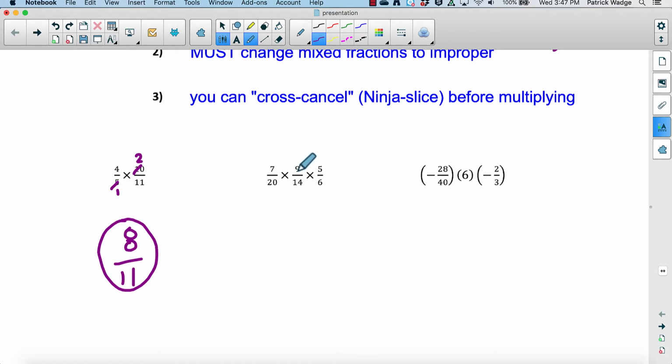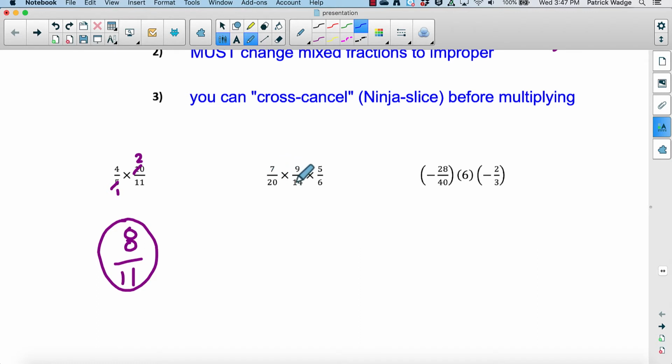7 times 9 is 63, and then times that by 5. Ooh, that's hard. 20 times 14 is 280, and then multiplied by 6. Oh, this question's terrible. It's not that bad if you're willing to cross-cancel or ninja slice. So, give me a number in the numerator and a number in the denominator you can divide by the same thing. How about the 7 and the 14?